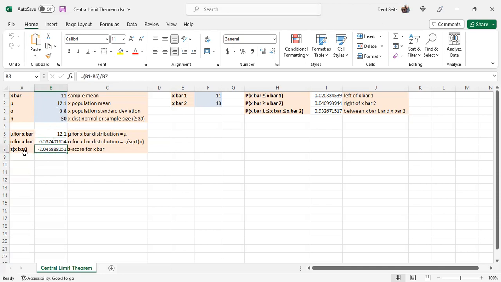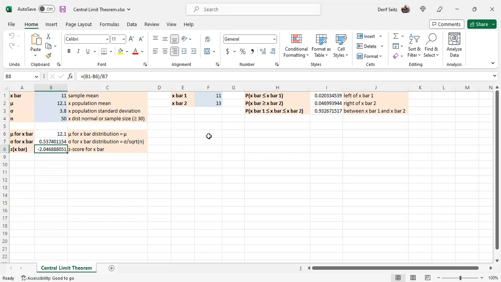The last row down here will calculate a z-score for this value of X bar given the statistics for the sampling distribution. Look at the formula here. The z-score is B1, which is the X bar value that you're interested in generating a z-score for, minus B6, which is the mean for the X bar sampling distribution, and divide that by B7, the standard deviation of the sampling distribution.